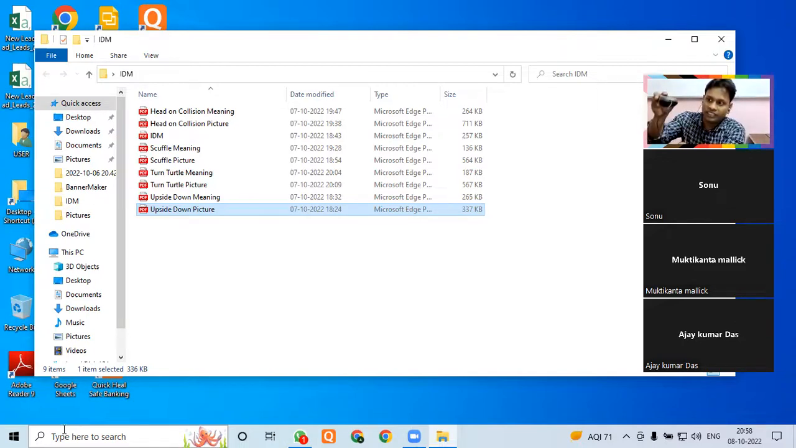Write this down: this is something called turn turtle. Look, like this, it is there. This is called turn turtle. A baby always turns turtle throughout, whenever he's sleeping, like that.